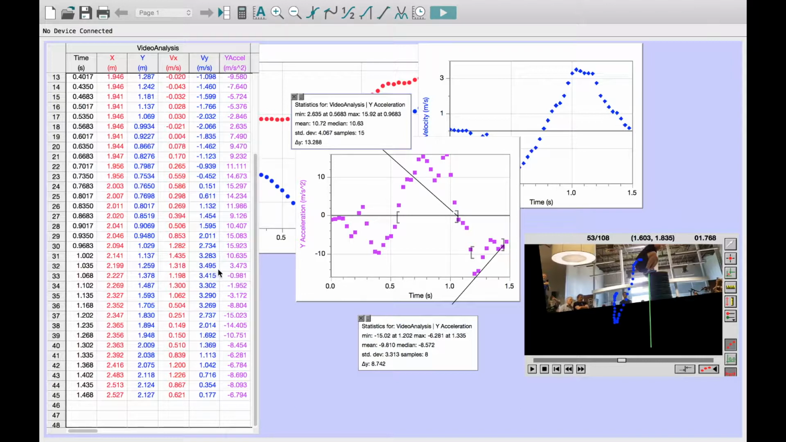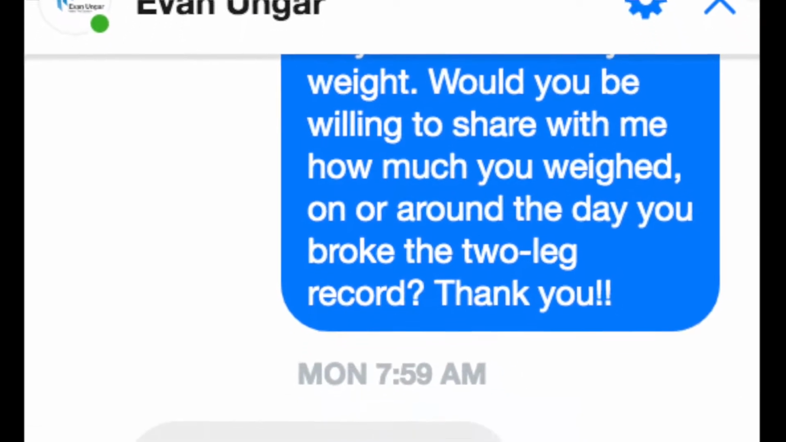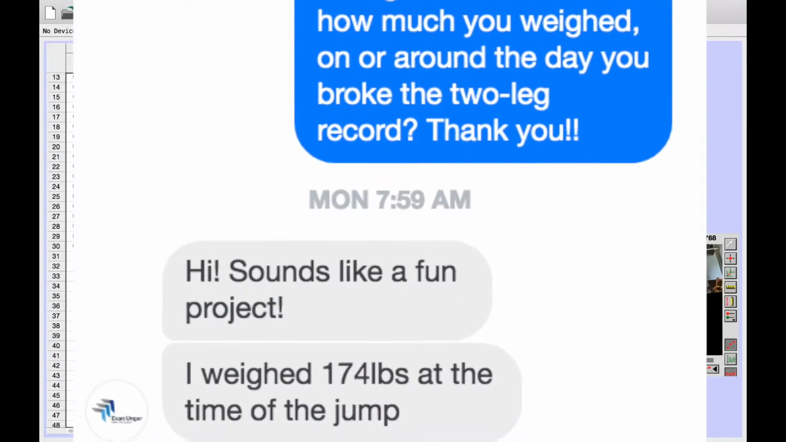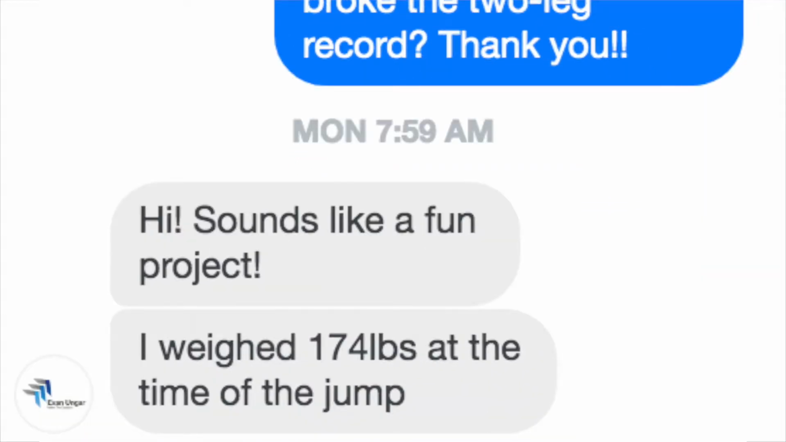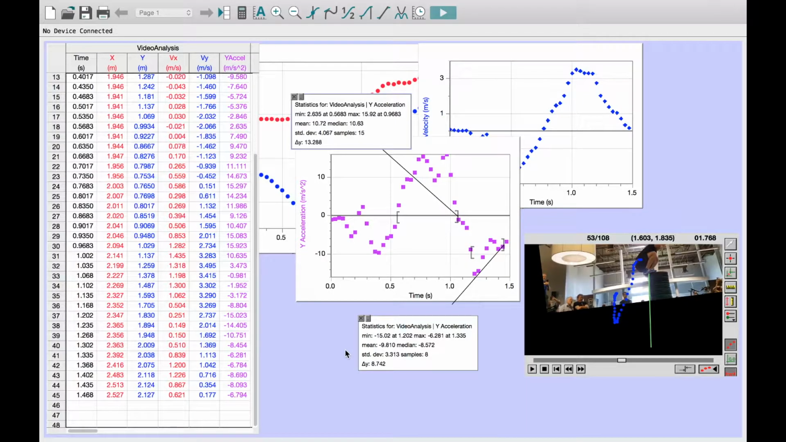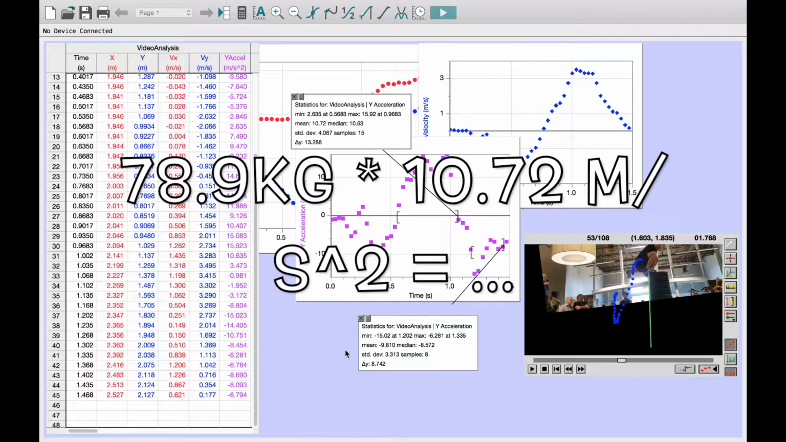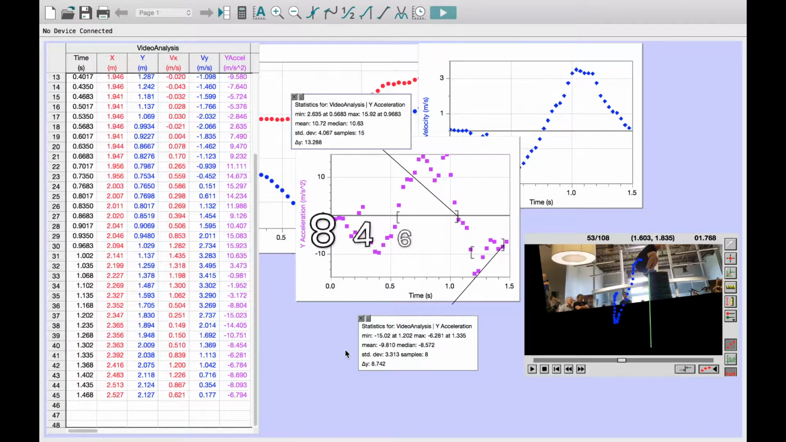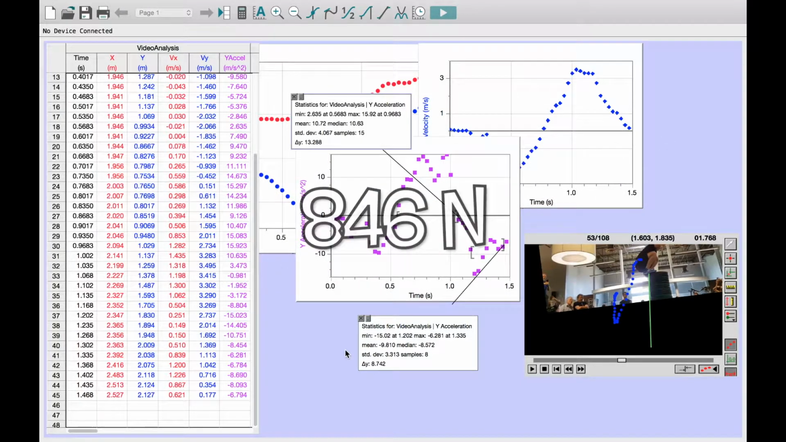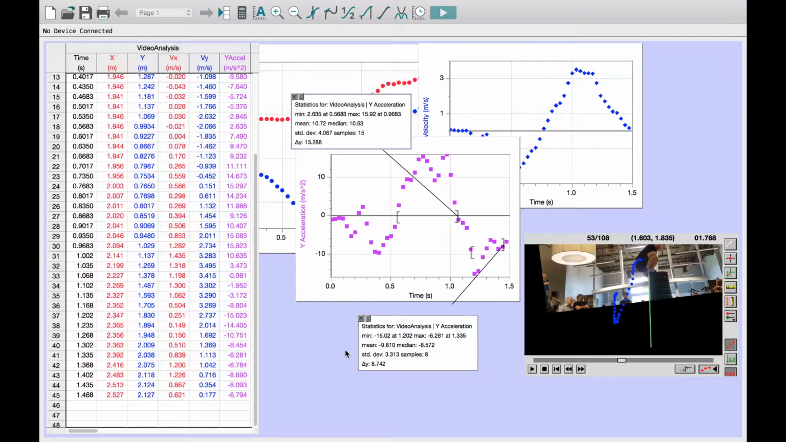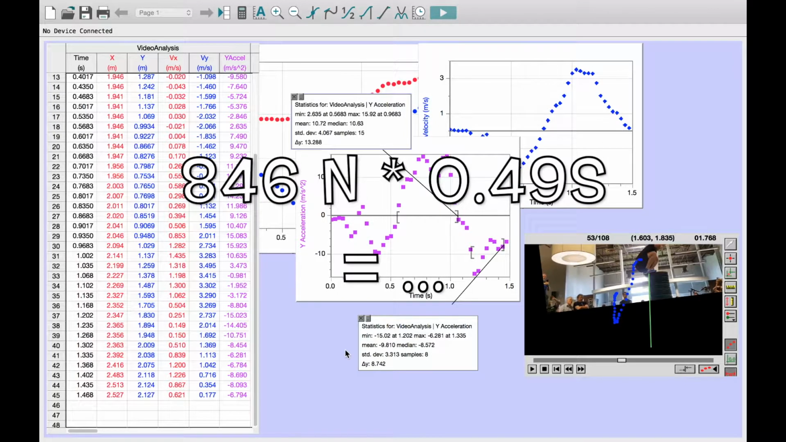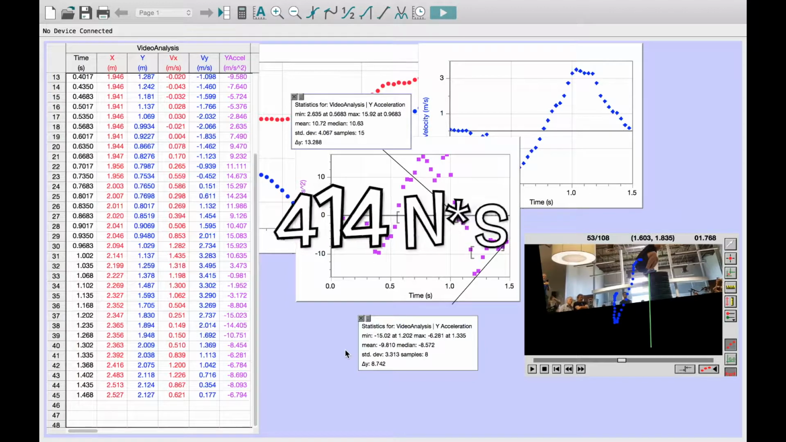In order to do the force analysis, we need Evan's weight, but it's not in the Guinness press release, so I found him on Facebook and slid in his DMs. He's 174 pounds, ringing in at 78.9 kilograms. Now we can calculate the total force Evan generated during his world record-breaking jump. M equals 78.9 kilograms, A equals 10.72 meters per second squared, and M times A is going to equal 846 newtons. That's really impressive. But to find his total generated momentum, we have to remember he only did this for 0.49 seconds, so his momentum is going to be less than the average force. Still an impressive 414 newton seconds.